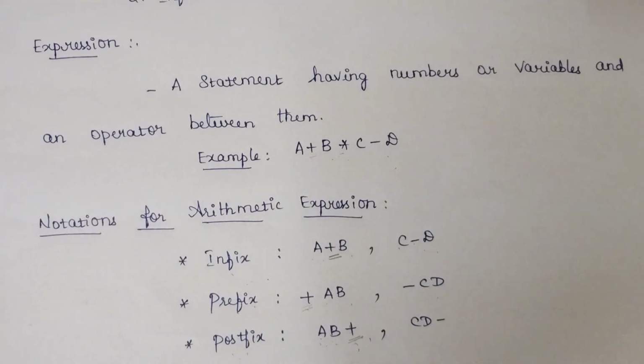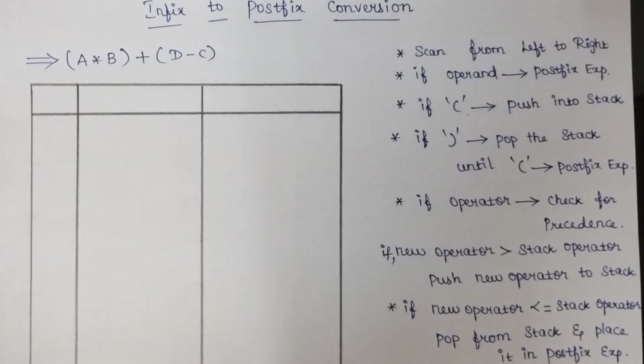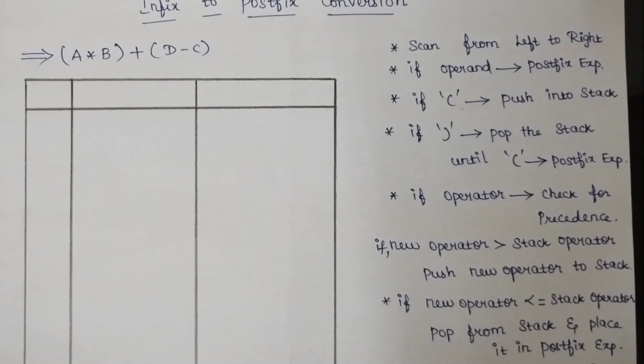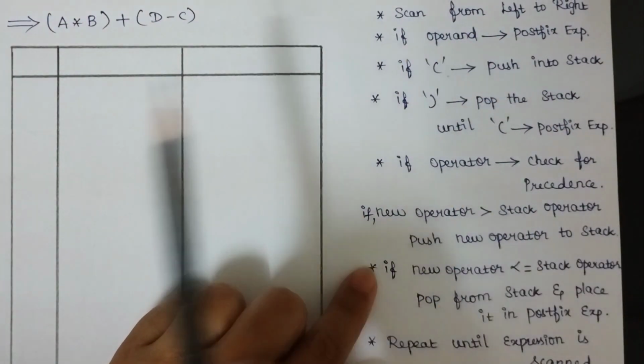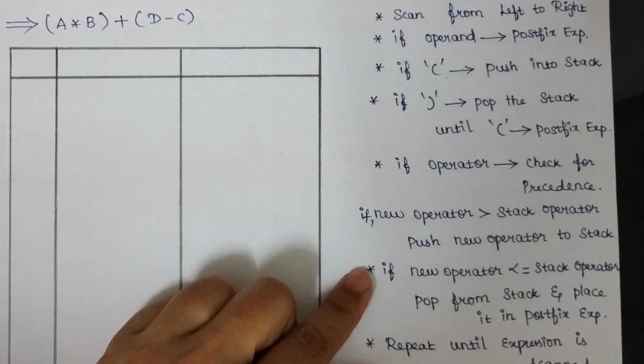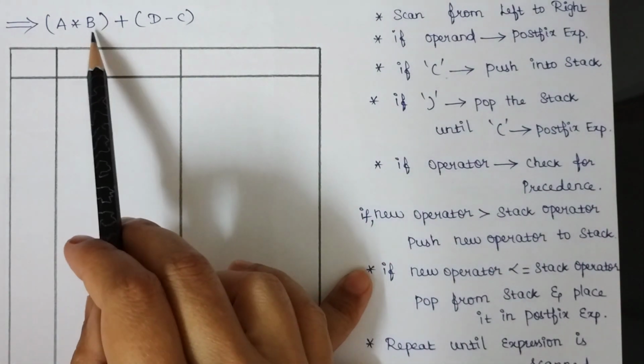Now we'll see how we can convert from one notation to another, especially from infix to postfix and infix to prefix. First, we'll see the conversion of infix to postfix. We know infix means the operators are placed in between two operands, whereas postfix means the operators are placed after the operands. That's the conversion we are going to do. Coming to the rules for converting an infix expression to a postfix expression, we have certain rules. If we are given an infix expression, you can see this is the infix expression.